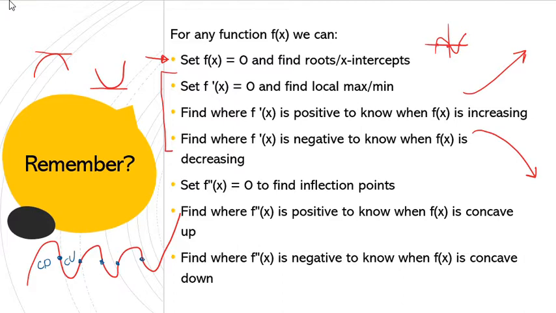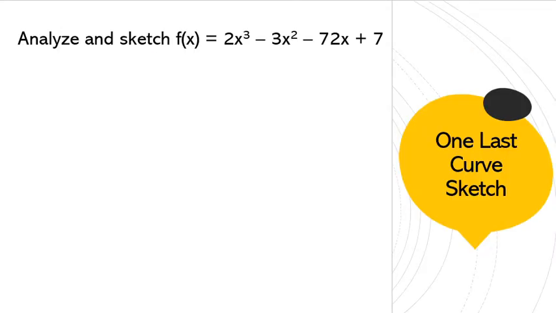And once again, if we find the second derivative of x and we see that it is positive, we know that we are concave up. And if we see that it is negative, we know that we are concave down. And just to really hammer it home, let's do one start to finish.